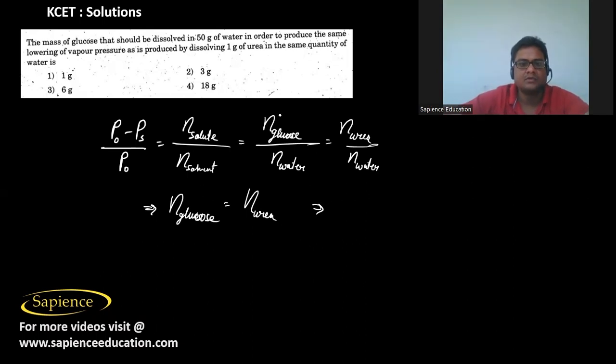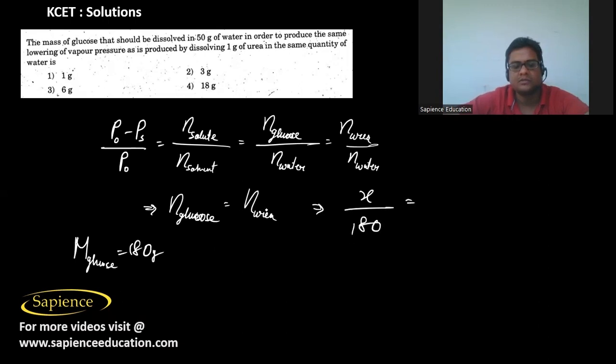Let's say the mass of glucose that should be used is x gram, and we know that the molar mass of glucose is 180 gram. So x by 180 is the number of moles of glucose. Why it is 180: C6H12O6 is the molecular formula for glucose. So we have 12 6s are 72, plus 12, plus 16 6s are 96. If we add them, we get 180 gram. That should be the same as the number of moles of urea.